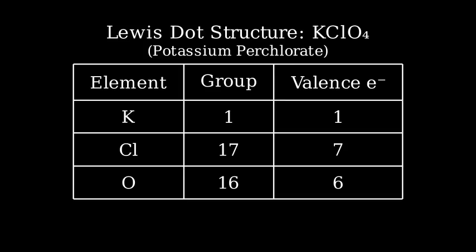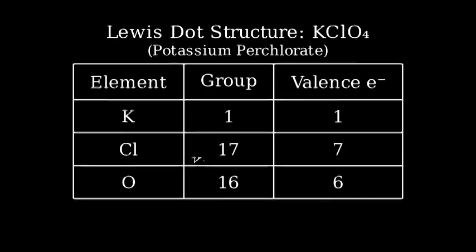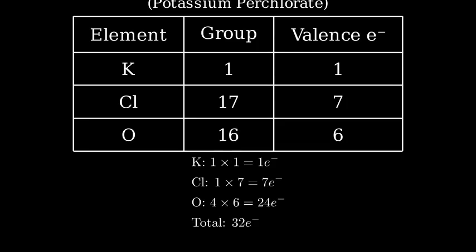Let's calculate the total number of valence electrons. We have 1 potassium with 1 electron, 1 chlorine with 7 electrons, plus 4 oxygens with 6 electrons each, plus 24, for a total of 32 valence electrons.